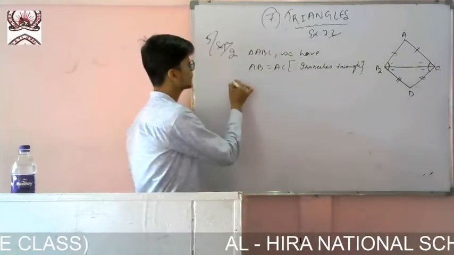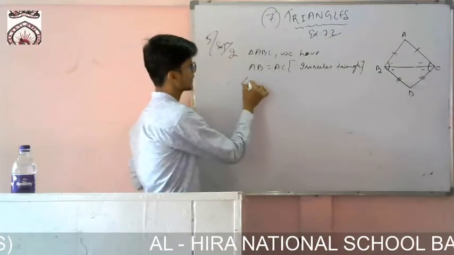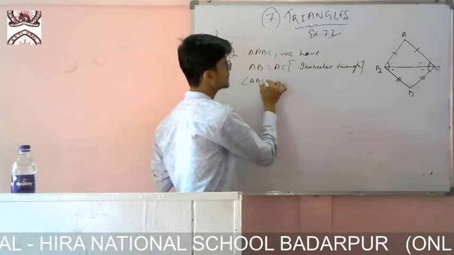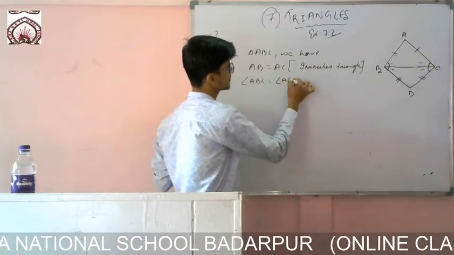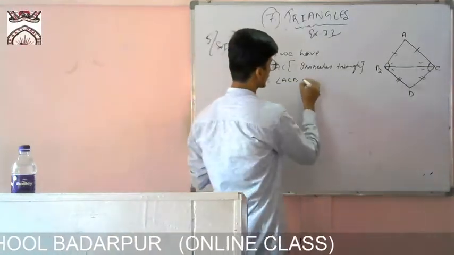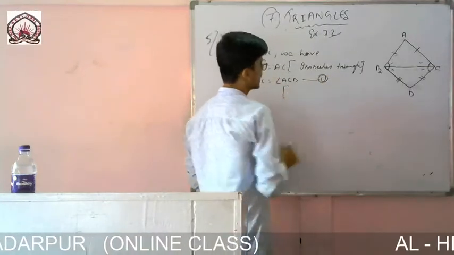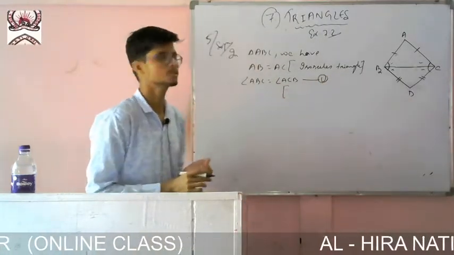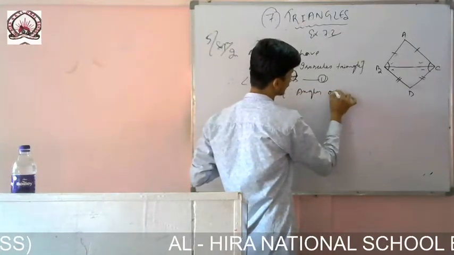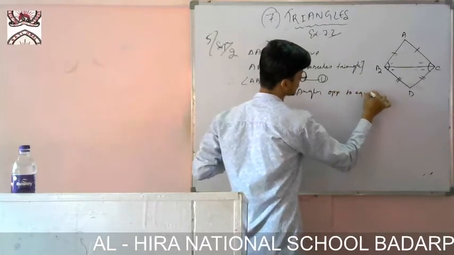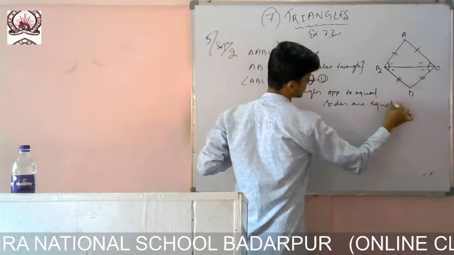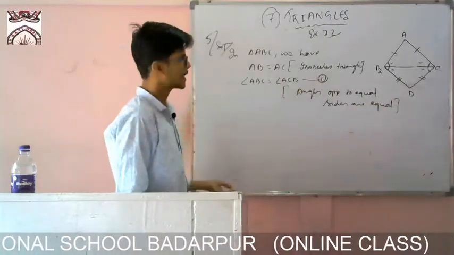So I can write that if two sides are equal, then their opposite angles will also be equal. So angle ABC will be equal to angle ACB. Equation number 1, and the reason will be angles opposite to equal sides are equal. Similarly, I can prove it for the next one also.